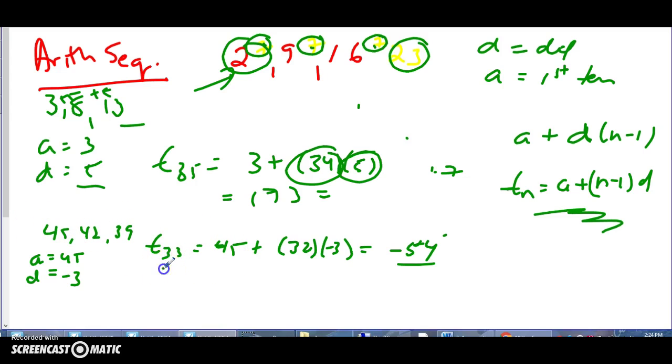And I want to know which term is equal to minus 18. So when is that the case? Tn is equal to minus 18. So what you're going to do here is set this up like this.